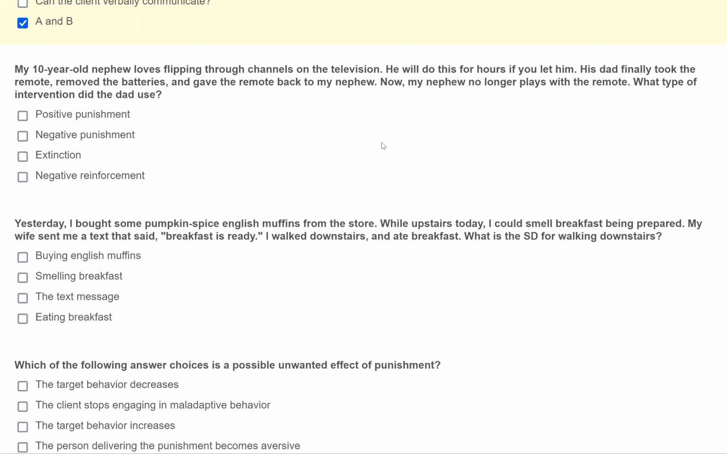B, negative punishment. So be careful here, right? Remember, punishment and extinction, 2 different things, both decrease behavior. Is this negative punishment? Did the dad taking away the remote lead to the decrease in behavior? Well, no, because as soon as he took the remote away, he gave it back. But what he did was he removed the batteries first. So what happened when the client tried to push the buttons on the remote? Well, no reinforcement was given. And when we withhold reinforcement for a previously reinforced behavior, what do we call that? We call it extinction. The client's behavior, or the nephew's behavior, was put on extinction.